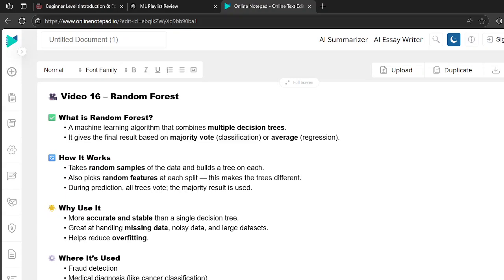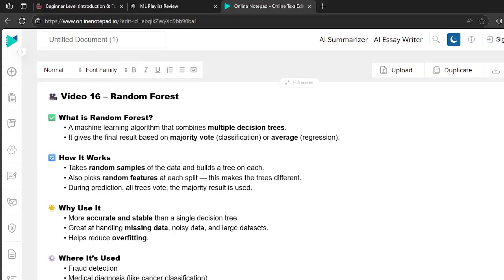During the prediction, all trees vote. The majority result is used. As you know, the majority vote is done. During prediction, all of the trees cast their votes. The one with the majority wins or is selected.